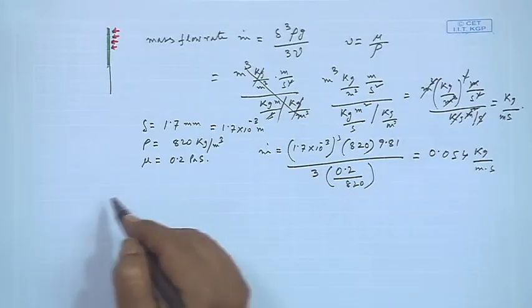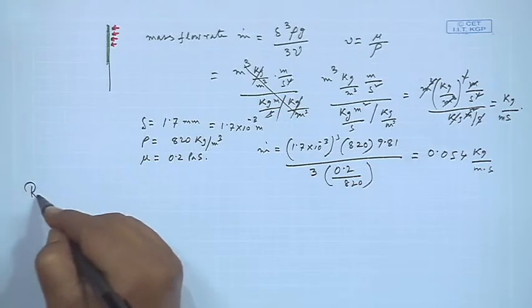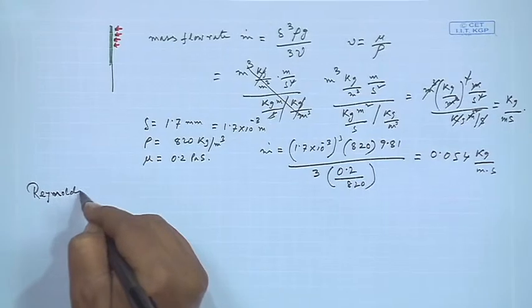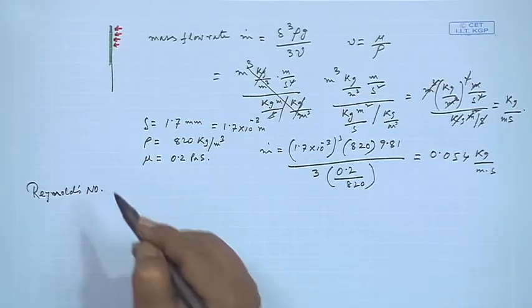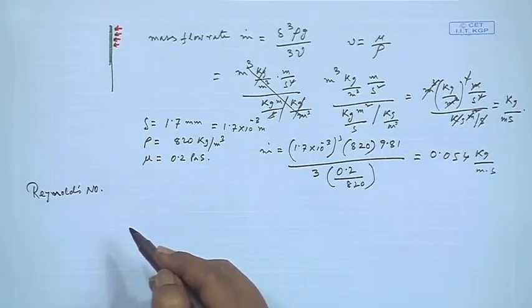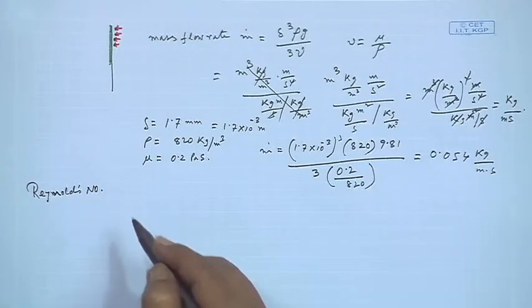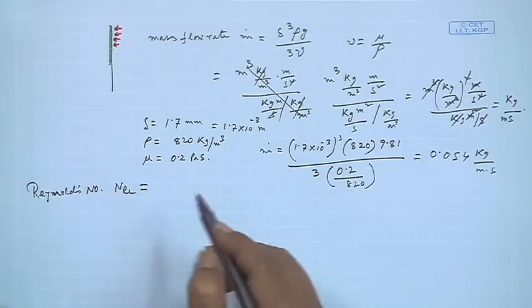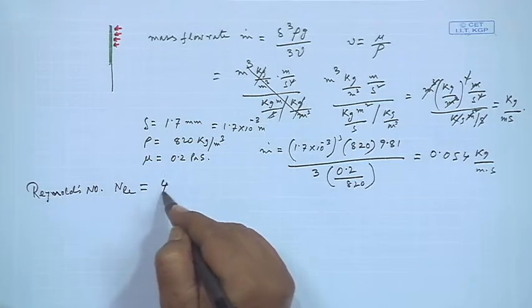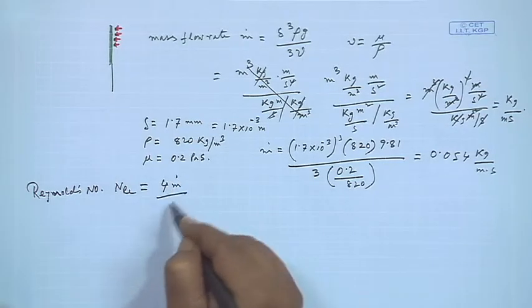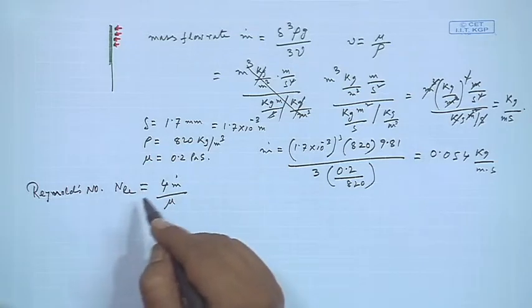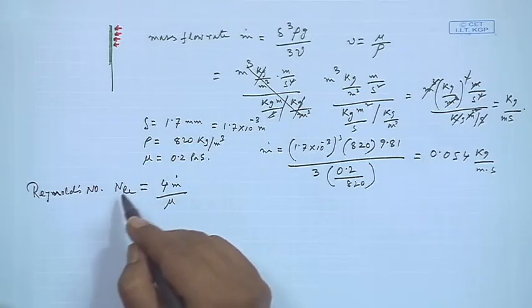Then the Reynolds number, N_Re, is 4 m dot by mu. This Reynolds number we had also given in different forms.